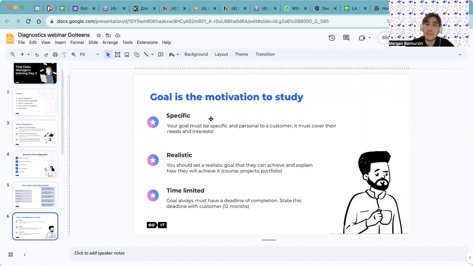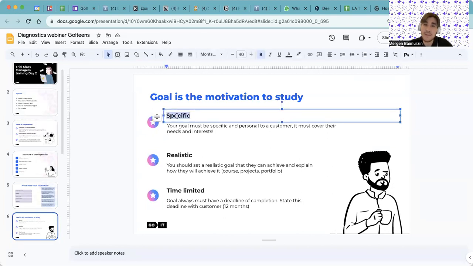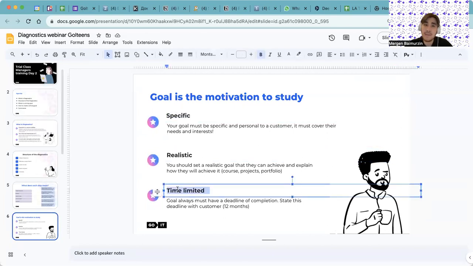For example, why do we need a goal? Goal is first of all motivation to study. If our students do not have a goal, they don't see for themselves a reason to continue studies. If they have a specific final point of destination, what they need to do, then they are more motivated to study to achieve this goal. First of all, goals are divided into weak and strong goals. The strong goal is when a goal is specific, realistic, and time limited.